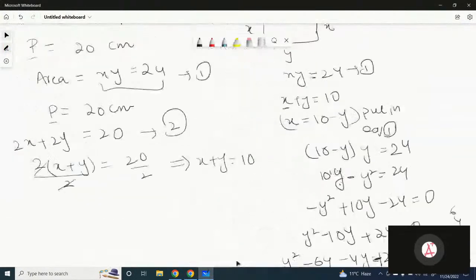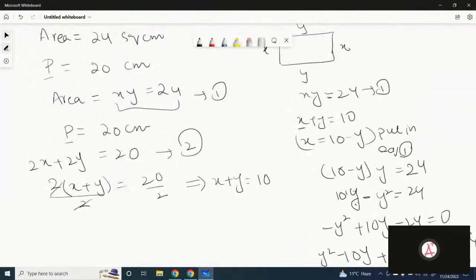It's a bit long question, but what I did, you are given the area and the perimeter. The area is 24 square centimeters and the perimeter is 20 centimeters. We know that the area of the rectangle is length times width. Length is x and width is y. It would be xy equals 24. And the perimeter is the sum of all four sides. So two of the sides are x and two of the sides are y. It would be then 2x plus 2y equals 20.